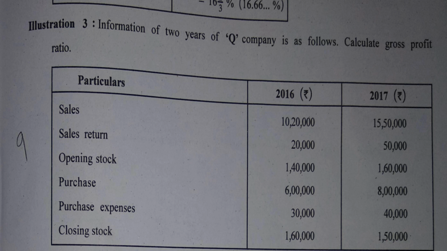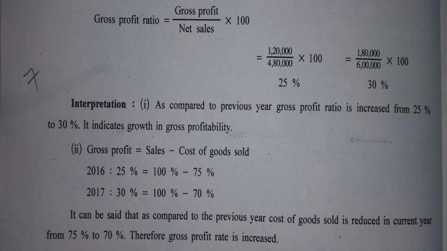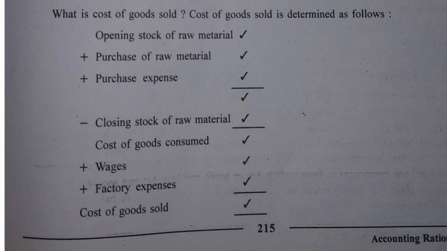Are you provided with gross profit anywhere in the question? No. Are you provided with the figure of sales? Yes, you can obtain it. Sales minus sales return, you will obtain net sales. But what about gross profit? Gross profit equals sales minus COGS. You are not provided with COGS even. But you are provided with the content from which you can obtain COGS, and the formula for which is here.